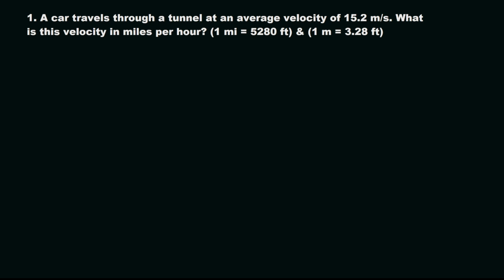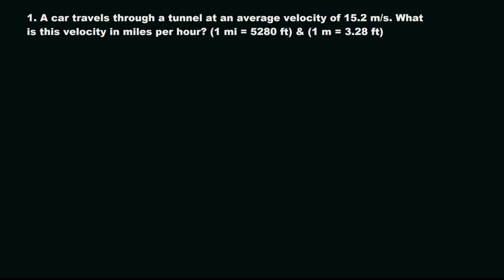For this first problem, a car travels through a tunnel at an average velocity of 15.2 meters per second. What is this velocity in miles per hour? We're given the information that 1 mile is equal to 5280 feet, and 1 meter is about equal to 3.28 feet. So here are some conversion factors that we'll be needing and using in a moment. But let's first figure out what unit we want our final answer to be in.